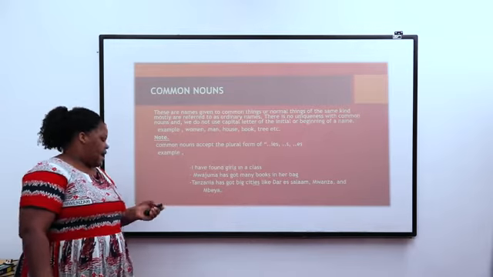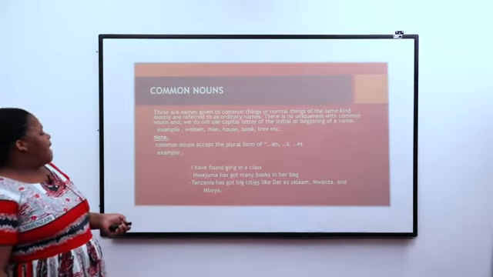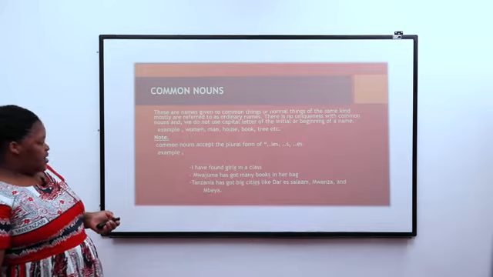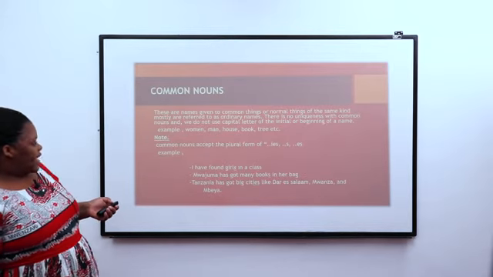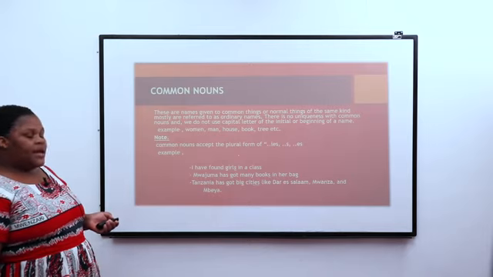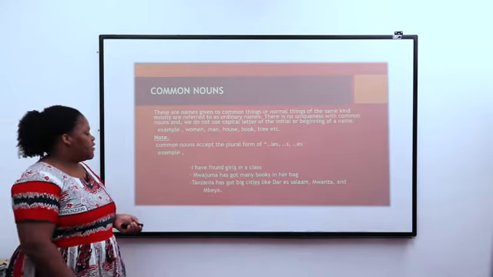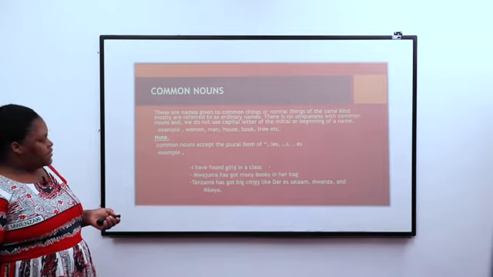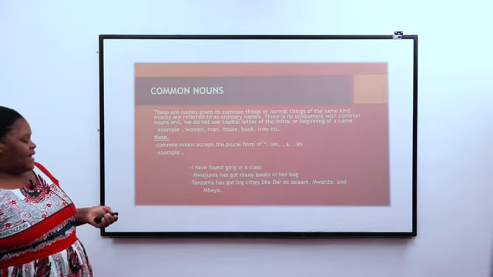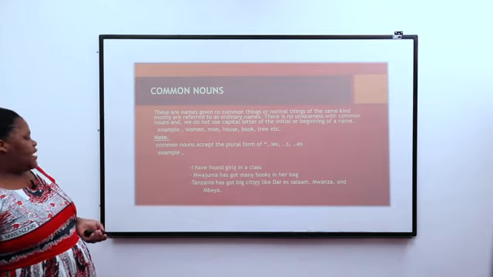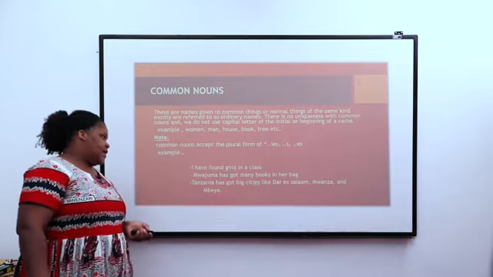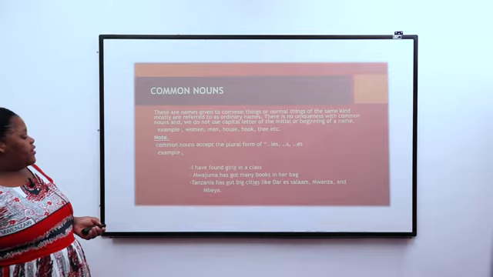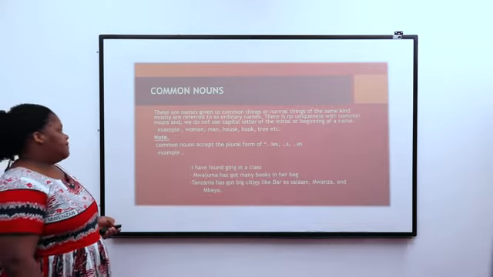For example, here I have tried to make some sentences. I have found girls in a class. Now, we find the common noun girl has been pluralized by adding S, which has been underlined there. The second: Mwajuma has got many books in her bag. Now the common noun book has been pluralized by adding S. And the last example: Tanzania has got big cities like Dar es Salaam, Mwanza, and Mbeya. Now the common noun city has been pluralized by adding IES.